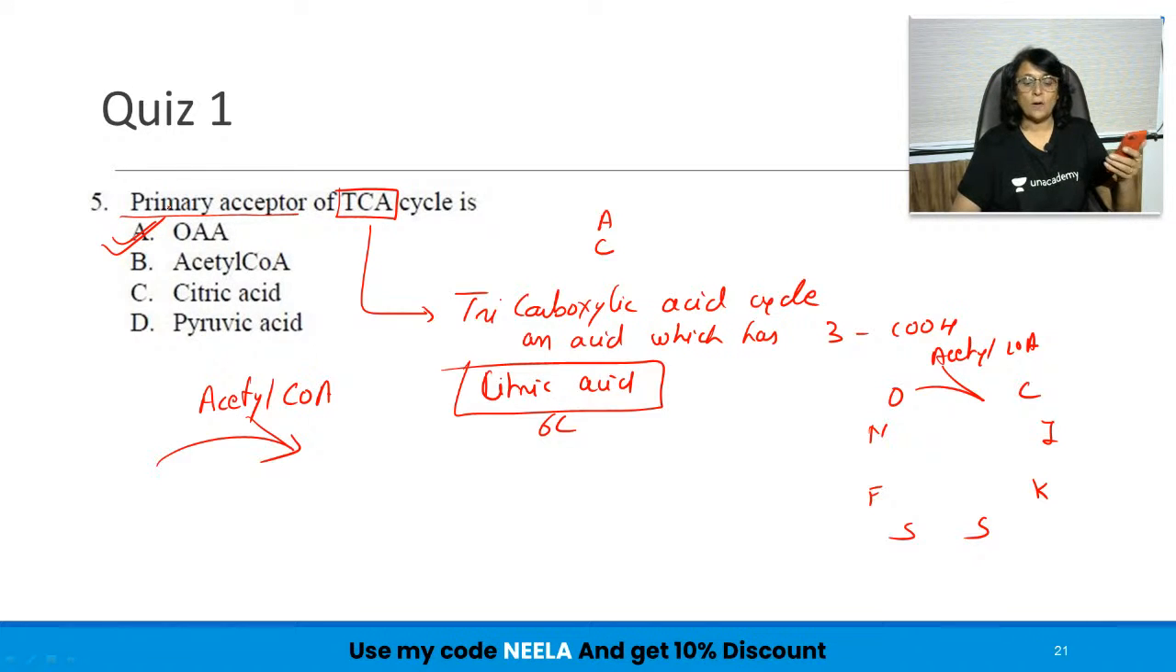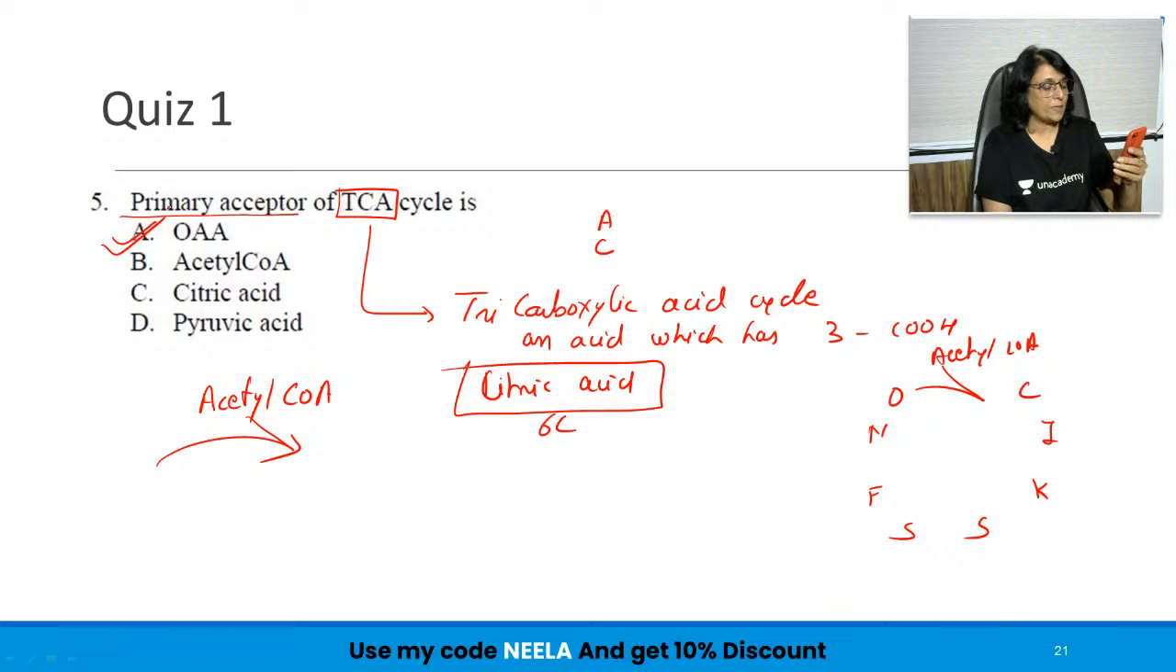So those who thought it was citric acid, you were talking about the product. The primary acceptor means whatever is entering into the cycle, who is accepting it? And what is entering into the cycle is acetyl coenzyme A, and it is accepted by oxaloacetic acid. Citric acid is the... this mnemonic is printed in my head. Very good. So if you know this, you can never go wrong.